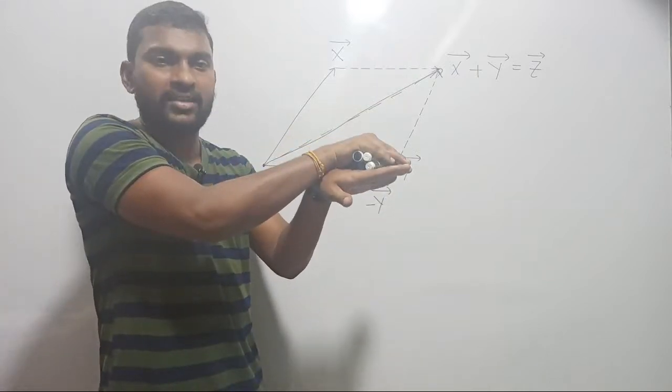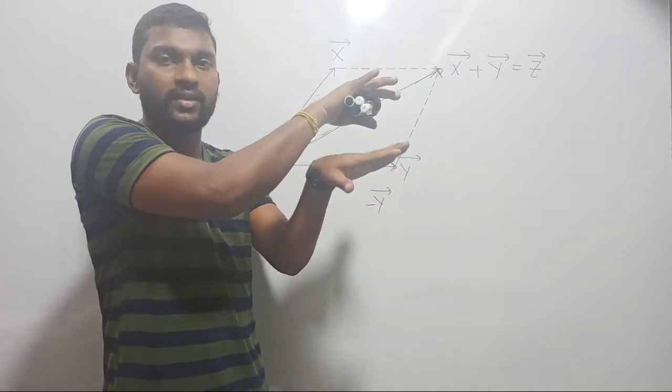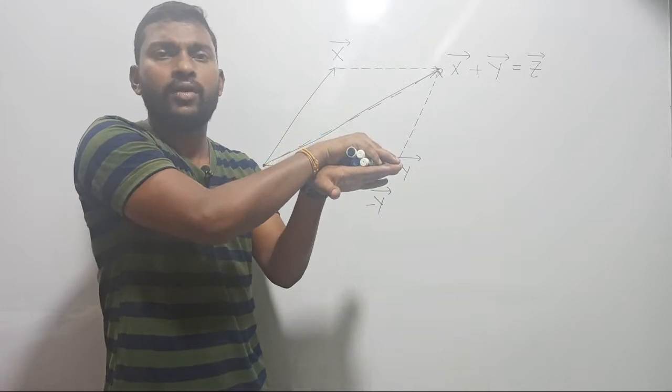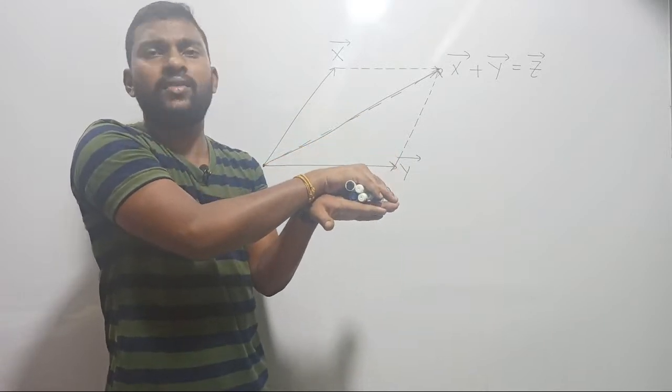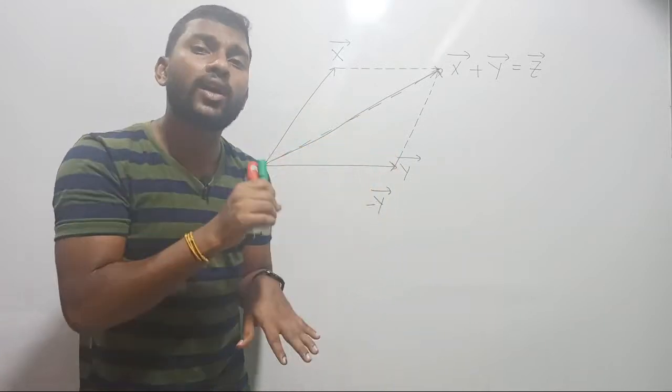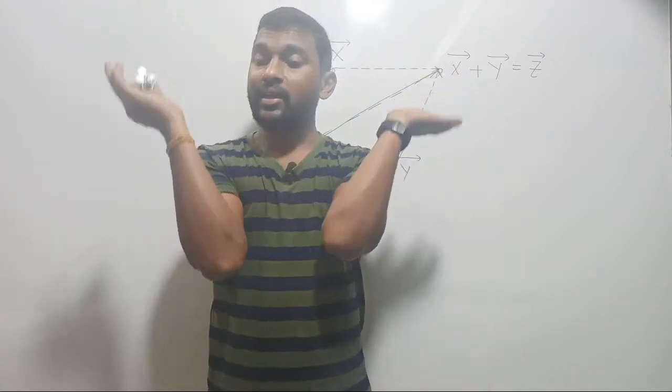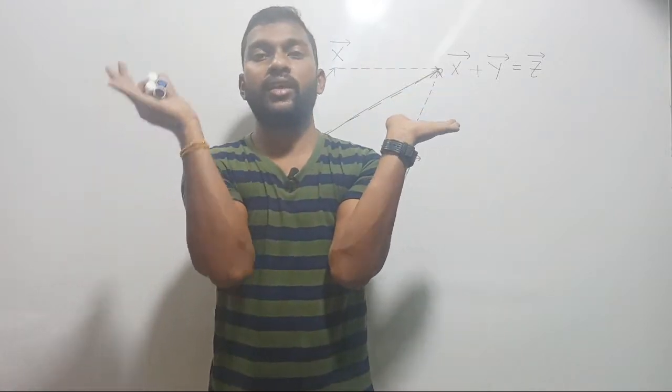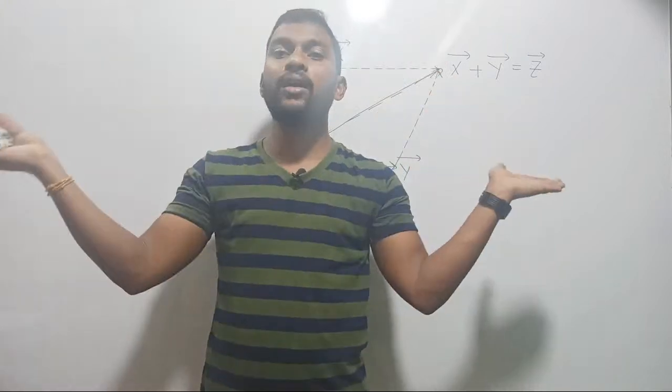Very simple. What is the difference between plus and minus? Plus will attract each other, we will add. If I have 2 plus 3, what is the meaning? 2 plus 3 will become 5. If I have 2 minus 3, then we will do subtraction. Why are we subtracting? They are traveling in the opposite direction, not in the same direction.